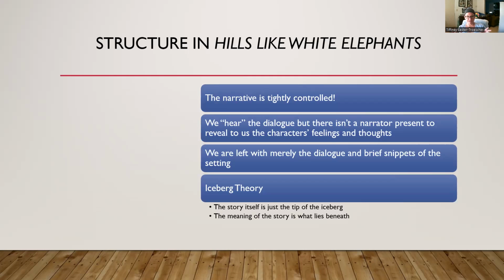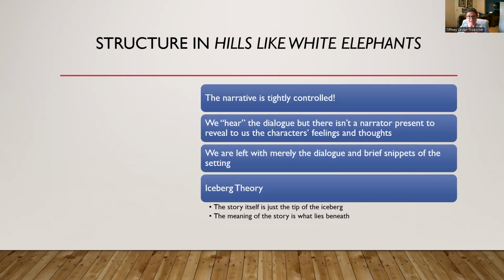The narrative is tightly controlled because it's all dialogue. We hear the dialogue, but there is no narrator present to reveal the characters' feelings and thoughts. All we have is the dialogue and these brief little moments of descriptive narration about the setting, about the landscape and the train station. This is what we call the iceberg theory. Hemingway is so famous for this.